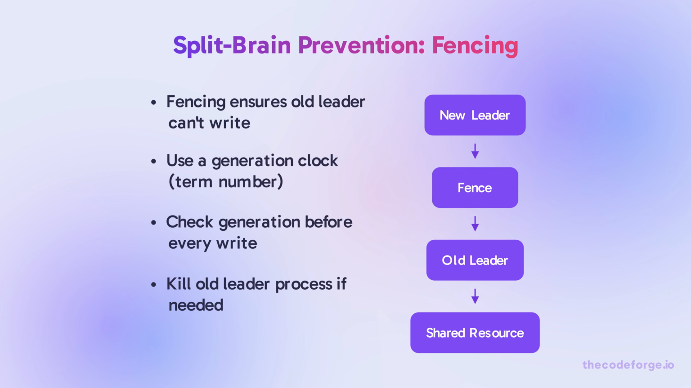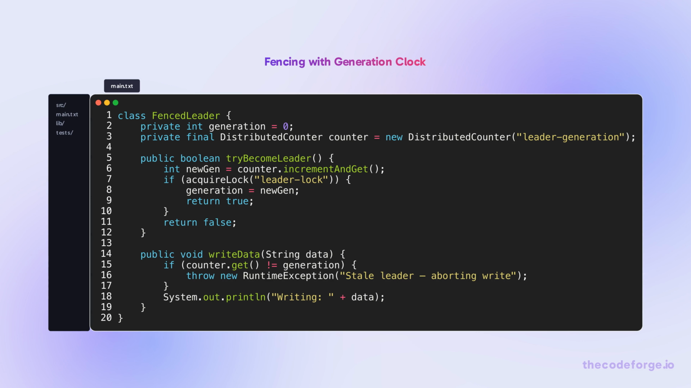Even with leader election, split brain can happen if the old leader doesn't know it's been deposed. The solution? Fencing. When a new leader is elected, it must ensure the old leader can no longer access shared resources. In Raft, the term number acts as a generation clock. The leader includes its term in every request. Use a generation counter stored in a reliable store like ZooKeeper or etcd. Before writing, check that the generation matches. If not, abort. This prevents split-brain writes.